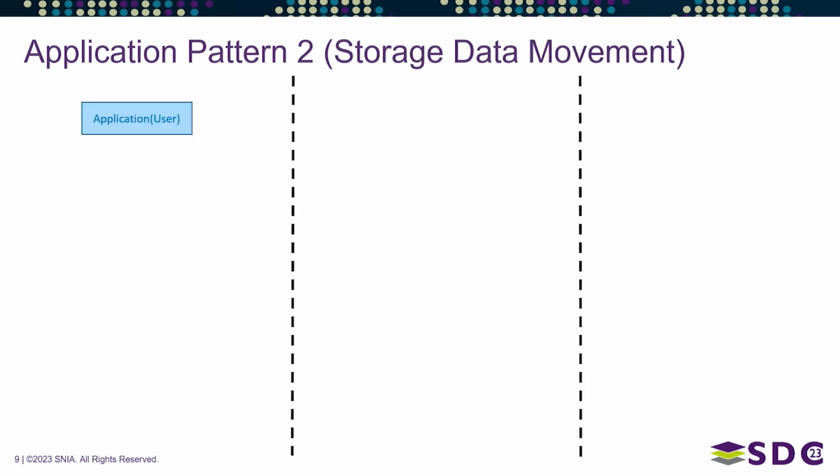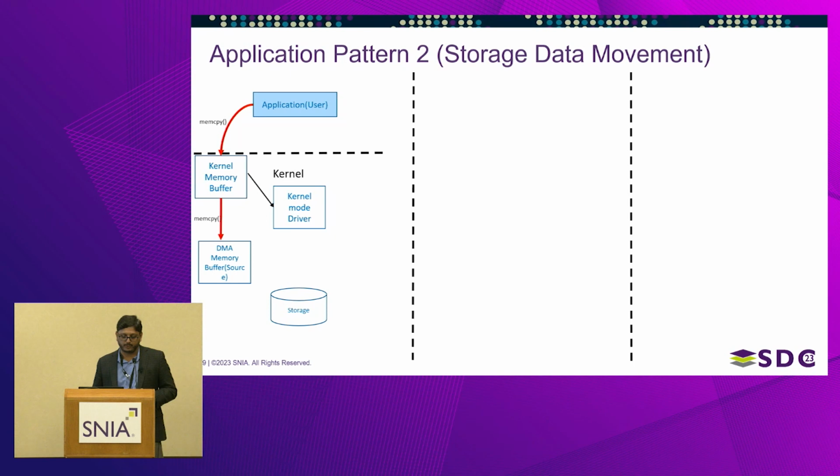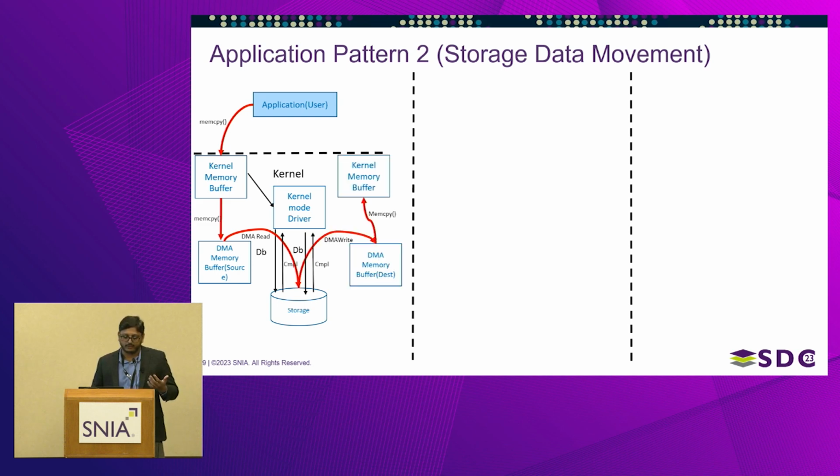This is another example of a storage data movement application pattern, and as you can see, an application is trying to do the data movement to a storage, and there's one memcpy here, and then the kernel mode driver does another memcpy from the kernel buffer to a DMA-able buffer, and then the storage picks the data from the DMA buffer to the storage. Now the reverse thing can happen when you're trying to read the data from persistent storage. And as you can see, there are multiple memory buffer copies that happen.